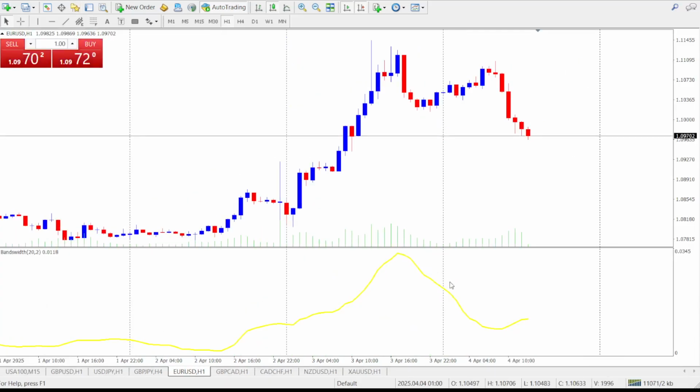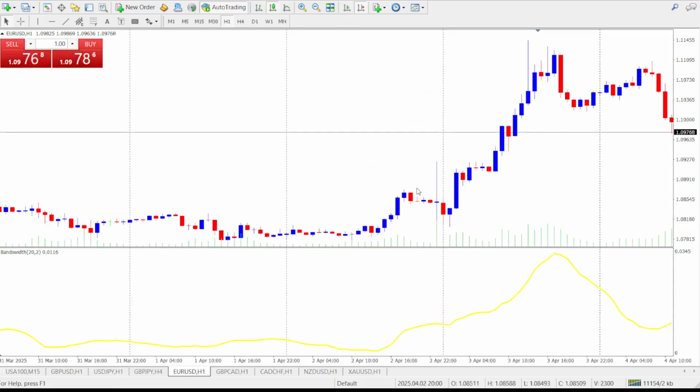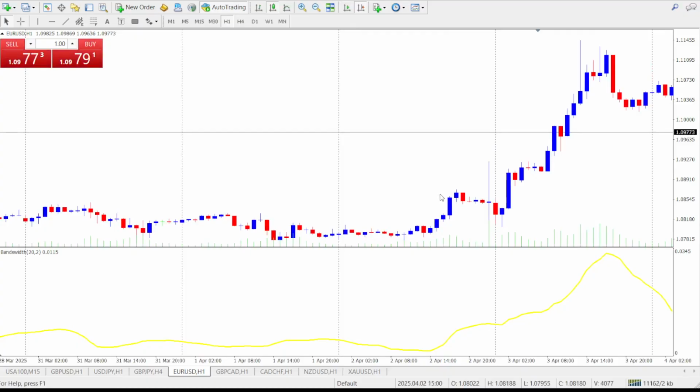This is an effective tool for traders who want to understand market volatility and anticipate big price moves before they happen. If you're someone who trades in volatile markets or uses scalping and swing trading strategies, this tool is a great addition to your arsenal. Let us quickly get started.